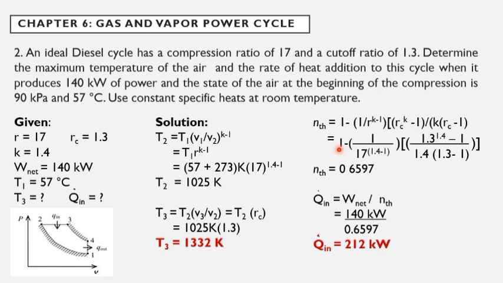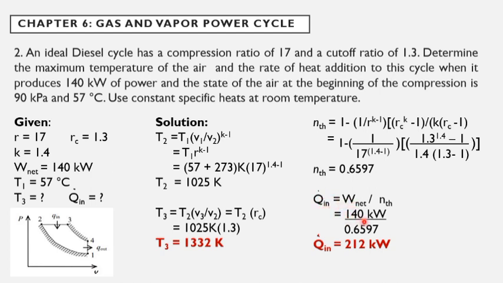So we have 1 minus the quantity of 1 all over 17 raised to the power of 1.4 minus 1 times the quantity of 1.3, which is the cut-off ratio, raised to the power of k, which is 1.4, minus 1 all over 1.4 times the quantity of 1.3 minus 1. So the thermal efficiency is 0.6597.